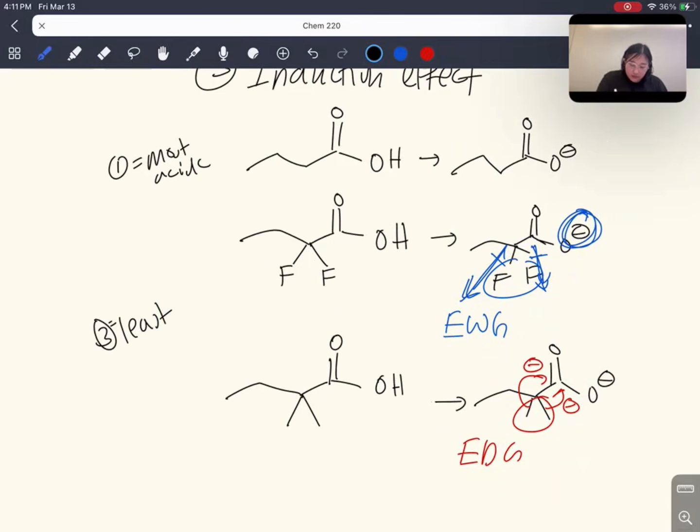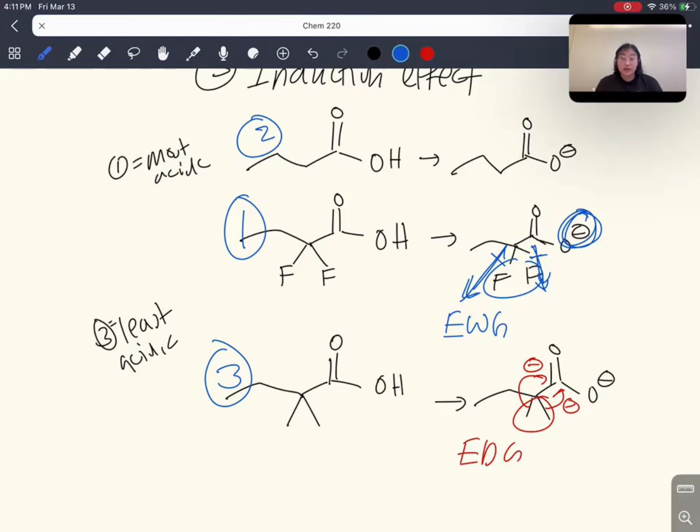acidic, the most acidic one would be the one with the electron withdrawing groups. The second would be the one that doesn't add more, sorry, not more electronegativity, more negative charge to its neighboring atoms. And then the last one would be the one that donates electrons. And so that's what the induction effect is.